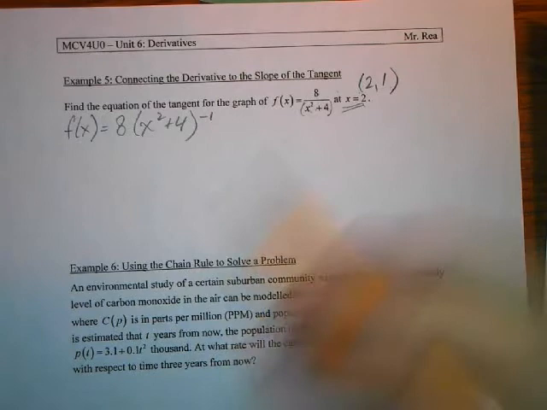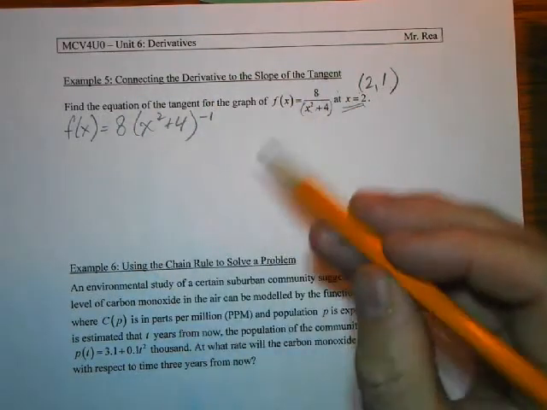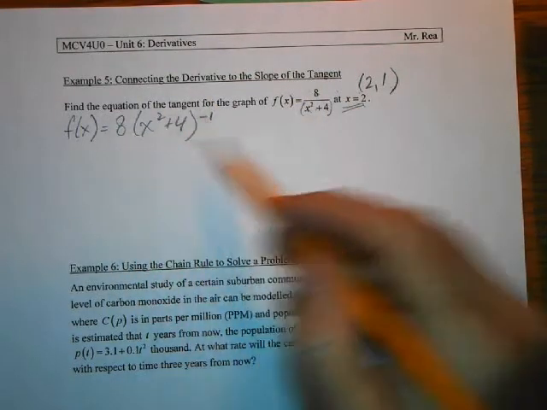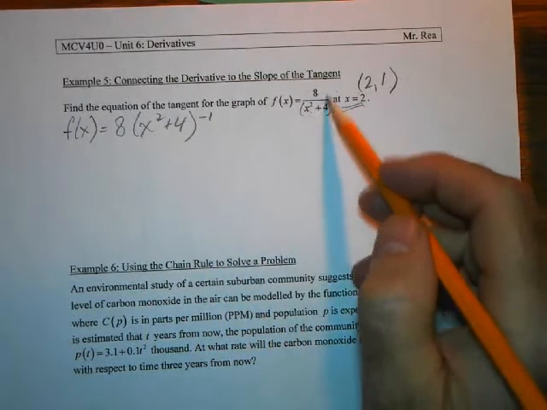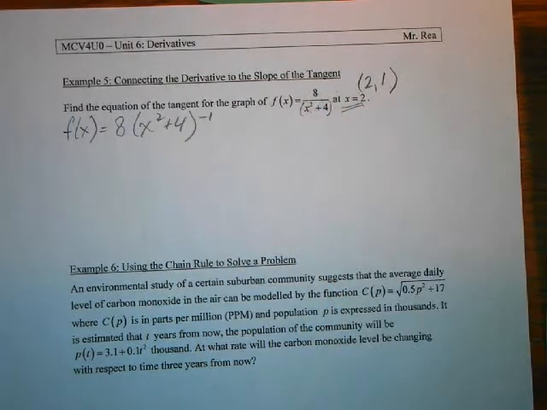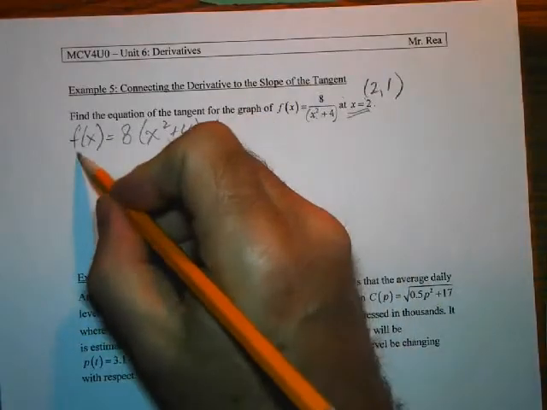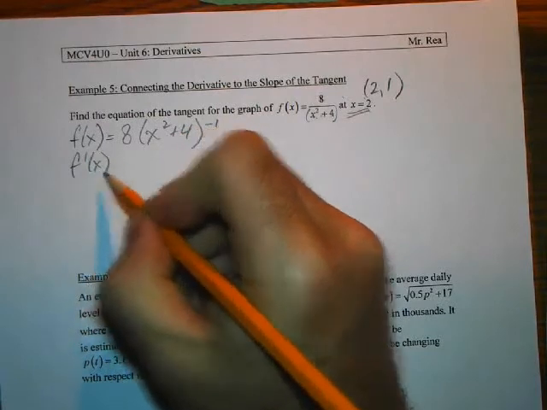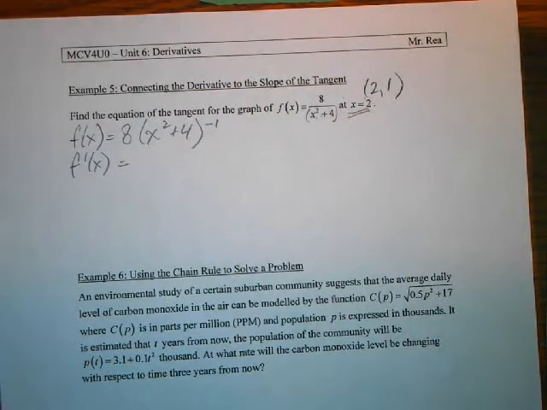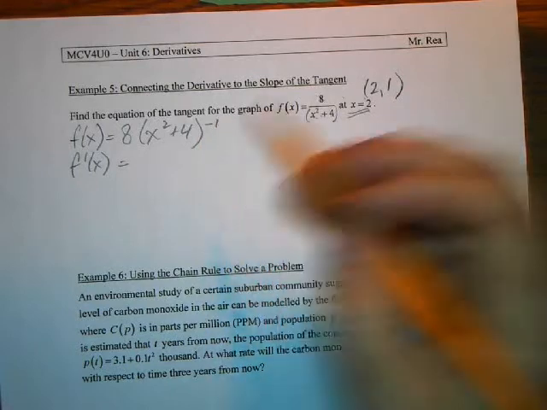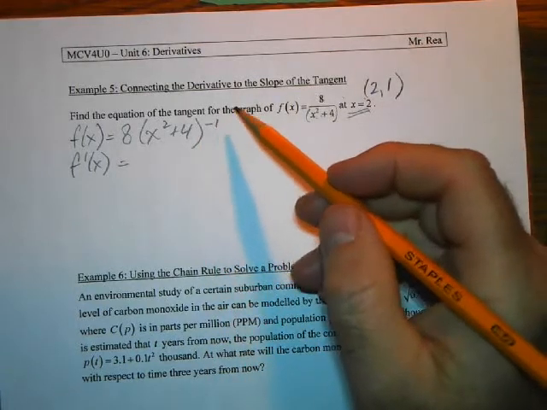This is sometimes desirable because you don't have to consider it to be a division like this looks like. All right, so now we're going to take the derivative of f of x, so f prime of x. We're going to use the chain rule like we did before.